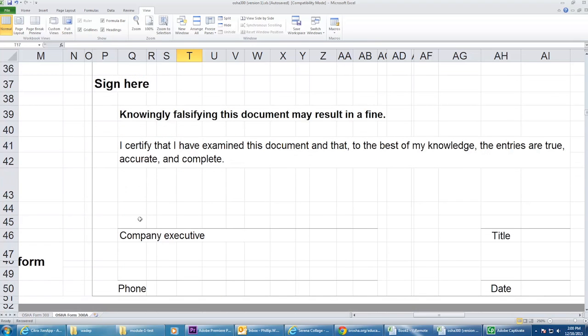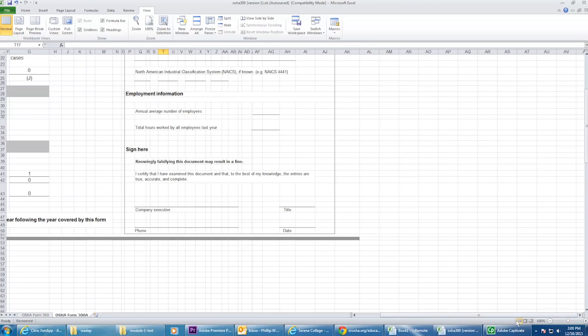Finally, the form needs to be signed and dated. Either the person who is the highest ranking at the location or the person who is tasked with completing the 300 or 300A must sign it. If someone other than the highest ranking executive is completing and signing these forms, the information must be shared with that executive person so they know what's going on.